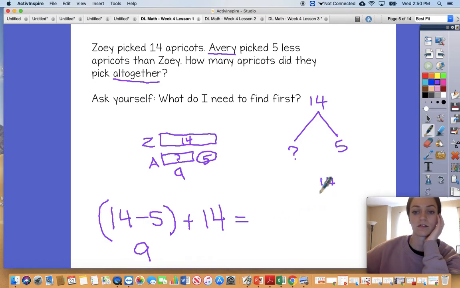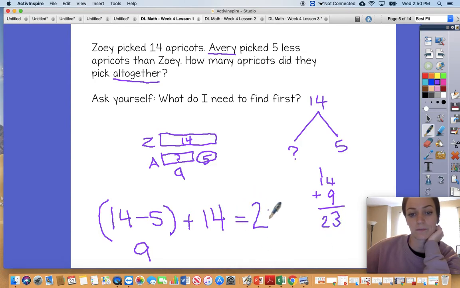14 plus 9. 9 plus 4, 9, 10, 11, 12, 13. Carry my new 10 over. 1 ten plus another 10 is 2 tens, or 23.